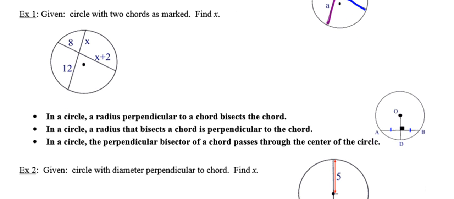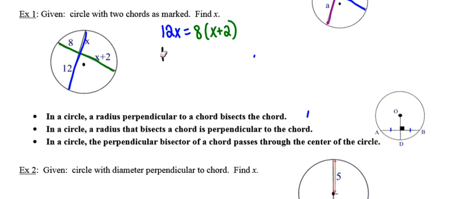In looking at example 1, again, I'm going to grab my highlighter and I'm going to highlight one of those chords green. I'm going to highlight the second of those chords blue. My theorem says that the product of the two pieces of the blue chord, 12 times x, is equal to the product of the two pieces of the green chord, or 8 times the quantity x plus 2.